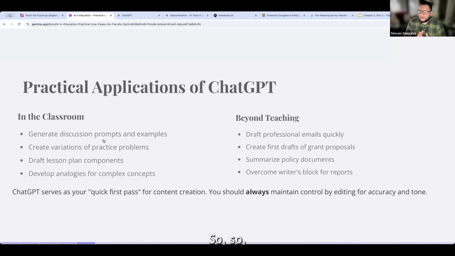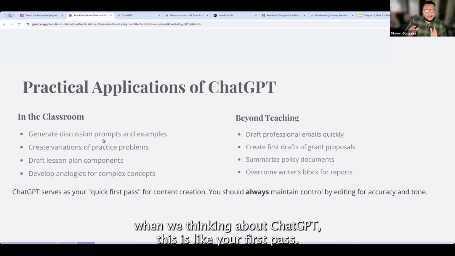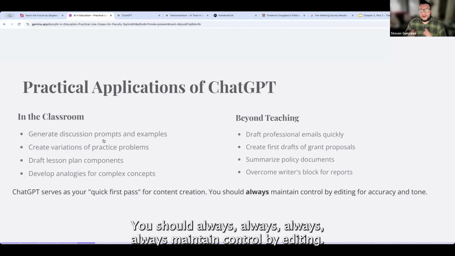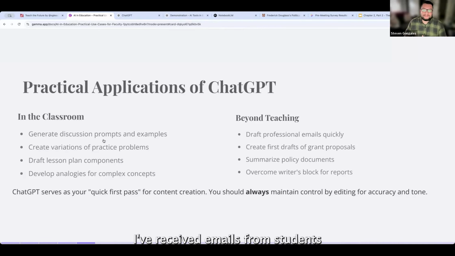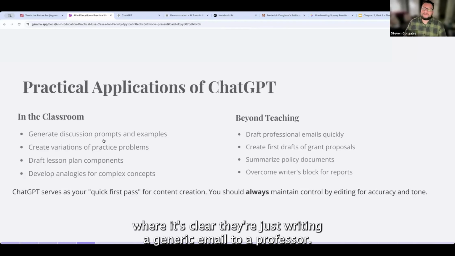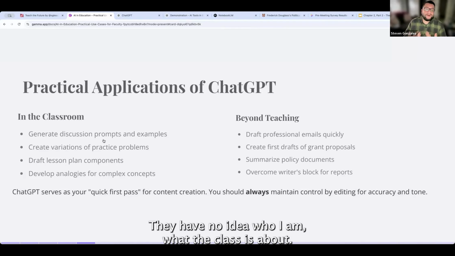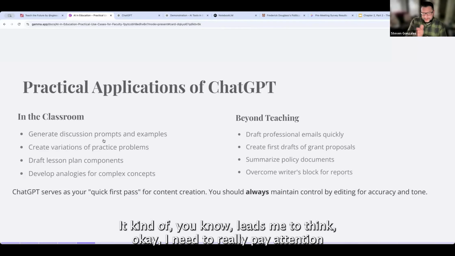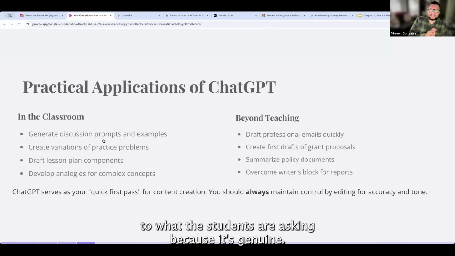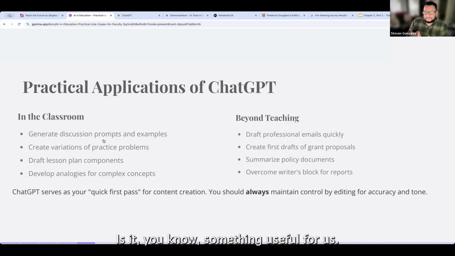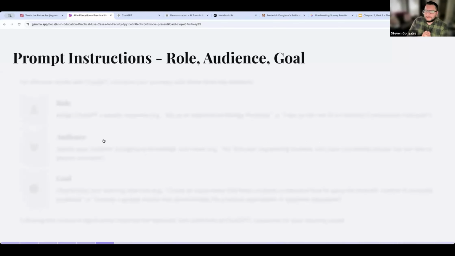So when we're thinking about ChatGPT, this is like your first pass. You should always maintain control by editing. I've received emails from students where it's clear they're just writing a generic email to a professor. They have no idea who I am, what the class is about. It leads me to think, okay, I need to really pay attention to what the student is asking, because is it genuine? Is it something useful for us? That is something we can consider as well.